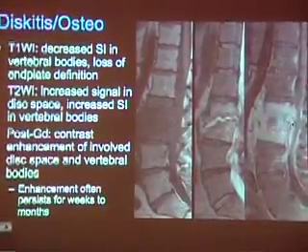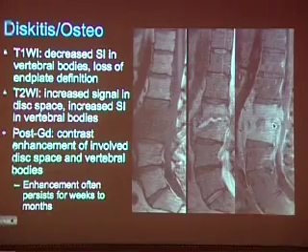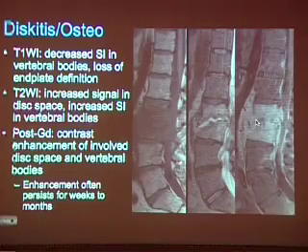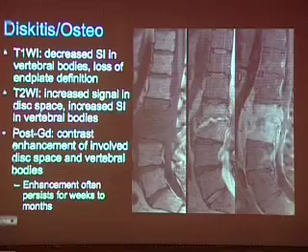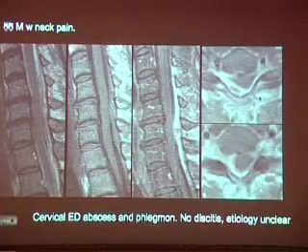Post-gadolinium, we have contrast enhancement of the disc space, but sometimes the disc space is so pussed out that you won't get much enhancement, and we have enhancement of the vertebral bodies. And that enhancement may persist for weeks to months, even as the patient is getting better. In this case, you can also see that the patient has ventral phlegmon, which is elevating the anterior longitudinal ligament, and also epidural phlegmon, which is causing stenosis of the thecal sac at this level.